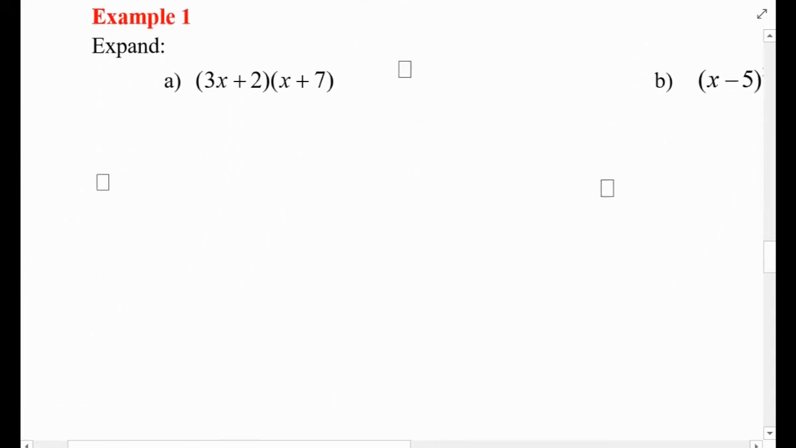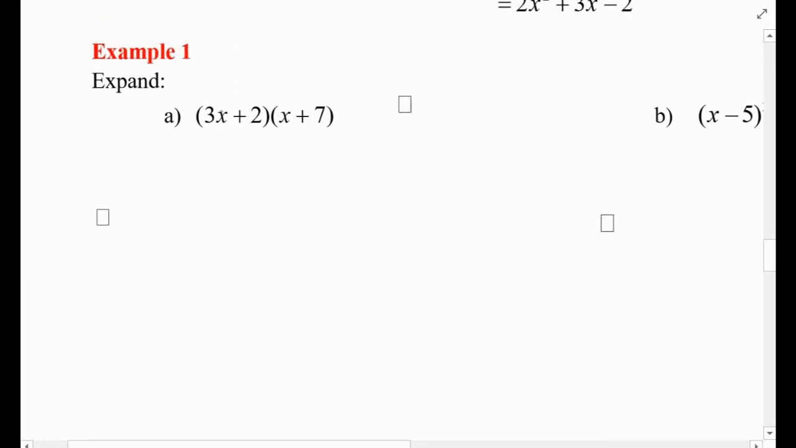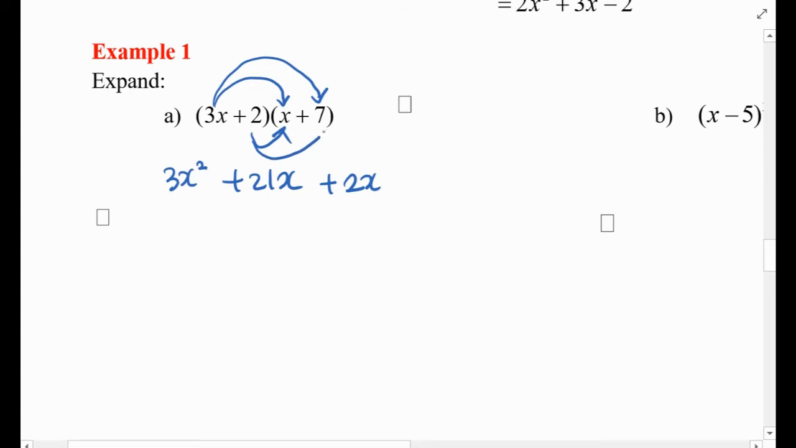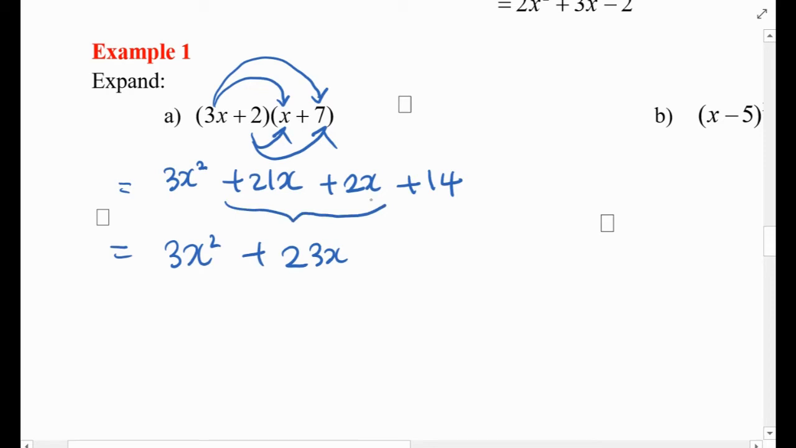All right, let's try this one together. Expand. Let's FOIL. 3x times x is 3x squared. 3x times 7, 21x. 2 times x, 2x. 2 times 7, 14. Then that is 3x squared plus 23x. You collect the like terms and combine the like terms. Plus 14 is the answer.